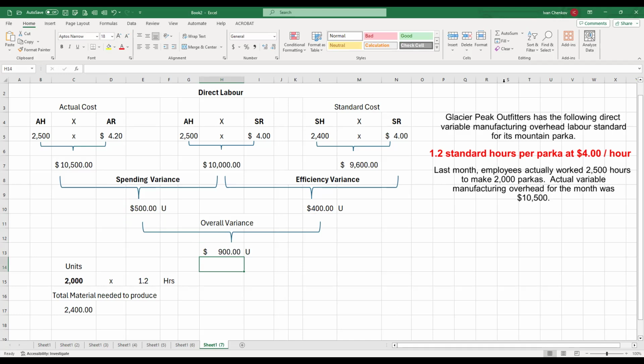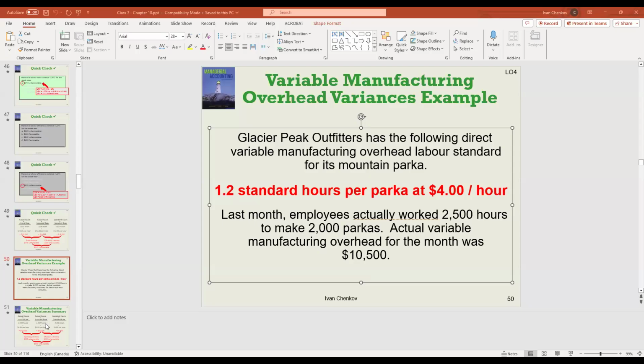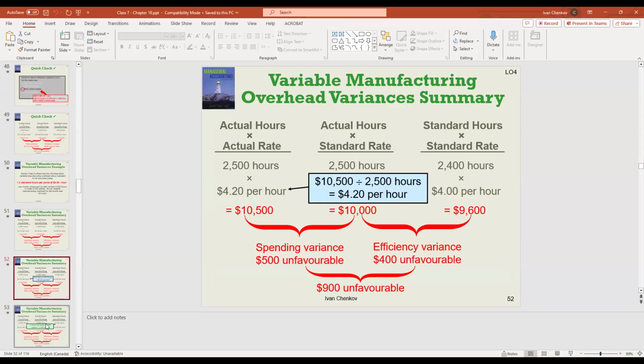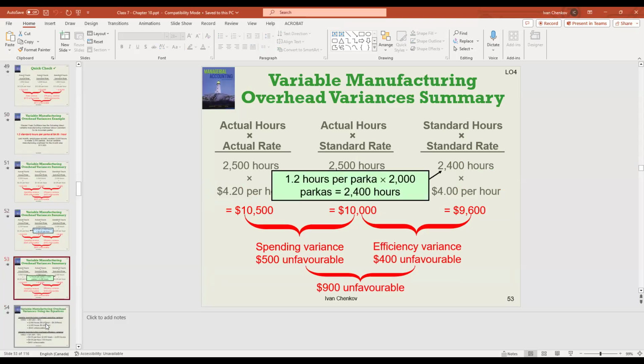Let's go back to slides. And the slides are exactly what we just did. How we get the actual rate: total cost divided by hours, actual rate. How we get the standard hours: total production times hours by the standards, 2,400 hours.